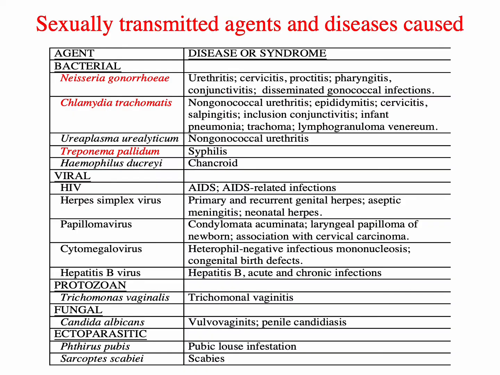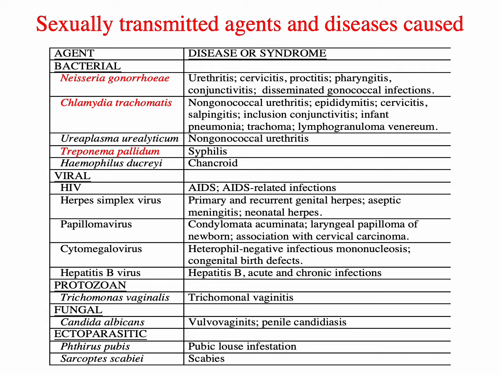Sexually transmitted disease, or STD. Here's a table listing STDs and the agents causing them. It's all split into bacteria, viral, protozoa, fungal, and parasite. As you can see, the column on the left is the causative agent, and the column on the right is the disease and syndrome, with some description of the disease.